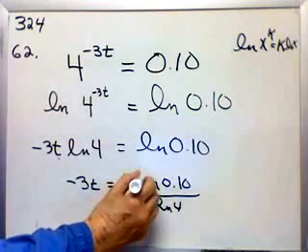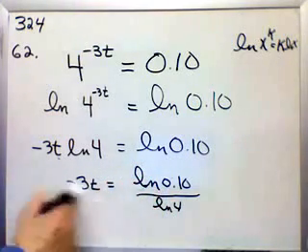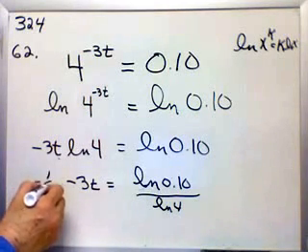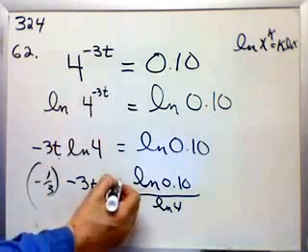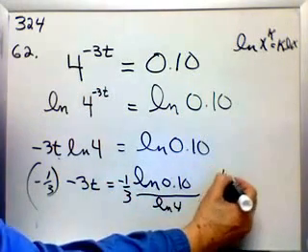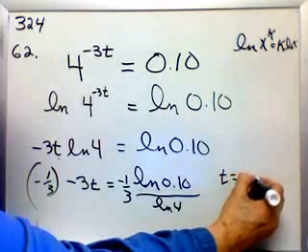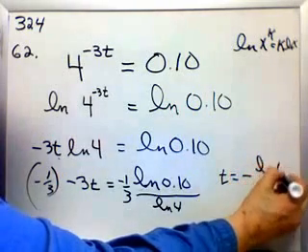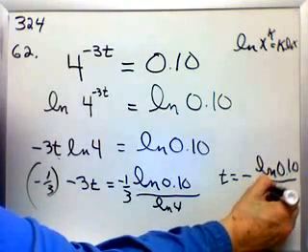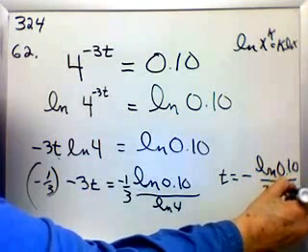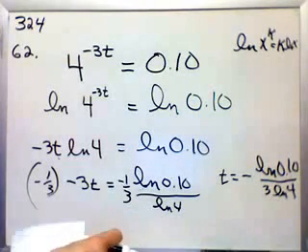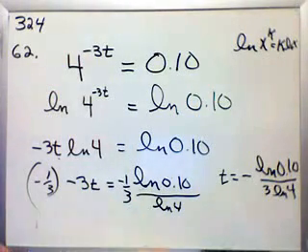That's an L. Let's make it look like an L. All right. Oh, I still have the negative 3. Well, I can multiply both sides by negative 1/3, right? So negative 1/3 here. So the answer becomes t equals negative ln 0.10 all over 3 ln 4. You know why the 3 is down in the bottom, right? And then at this point, you can just plug that into your calculator.